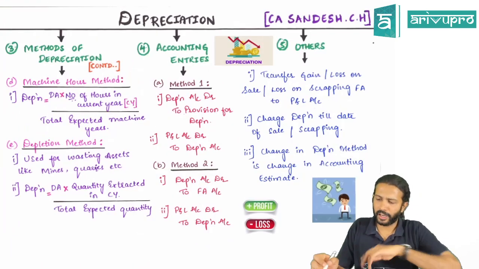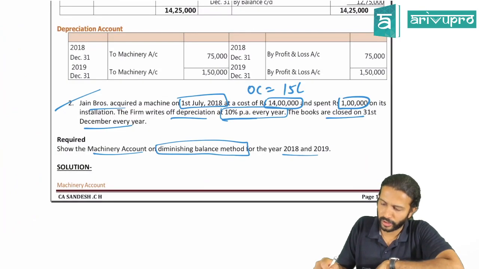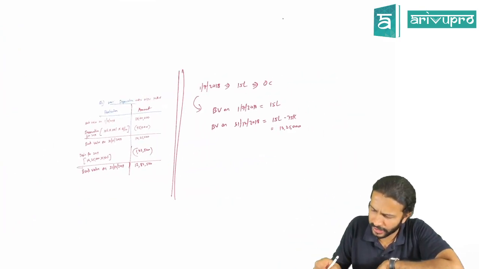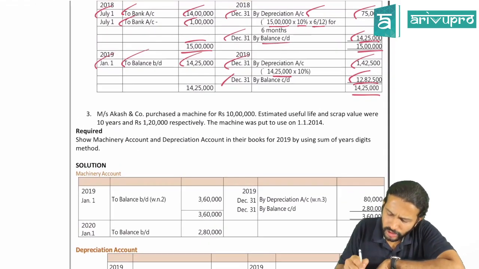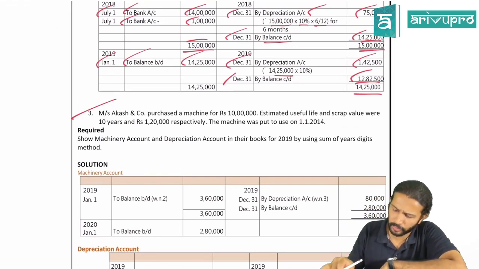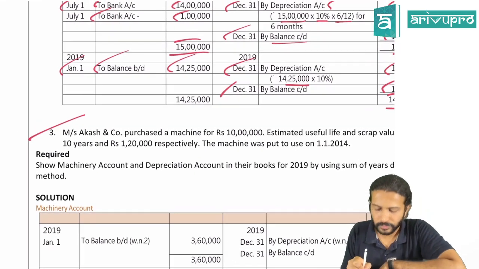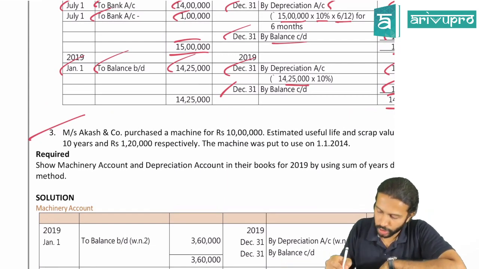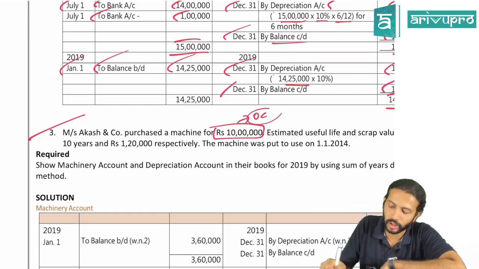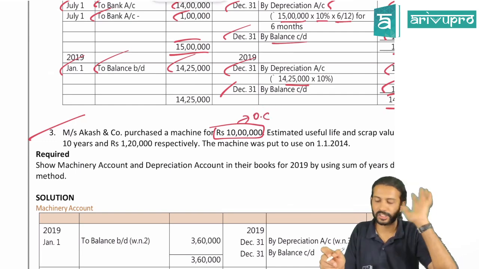Alright, let's see. I know that you didn't understand much. Alright, no problem. Let's apply. When we apply, our understanding gets better, right? Let's solve question number 3. That is sum of years digit method. There we will learn how depreciation is calculated under sum of years digit method. Messrs. Akash purchased the machinery for 10 lakh rupees. I mean, can I call this the original cost? He purchased it for 10 lakh rupees.